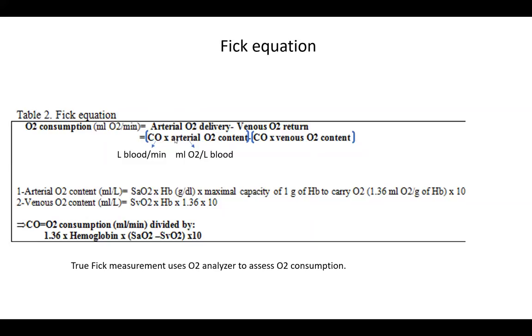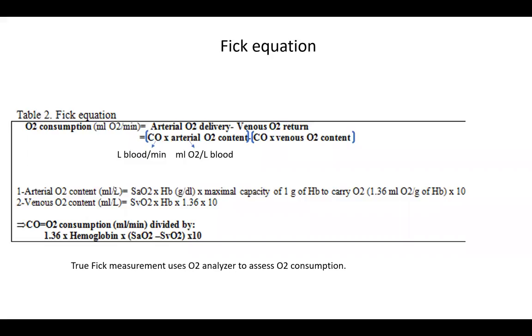Now, the calculation of arterial O2 delivery and venous O2 return: arterial O2 delivery is equal to the cardiac output, which is in liter of blood per minute, multiplied by the arterial O2 content, which is milliliter of oxygen per liter of blood. If you multiply those two, you can see that this ends up being milliliter of O2 per minute. The liter of blood goes away. So cardiac output by how much oxygen there is in every liter of blood. That gives you the arterial O2 delivery in milliliter per minute. Same thing on the venous side, cardiac output by venous O2 return or delivery, if you want.